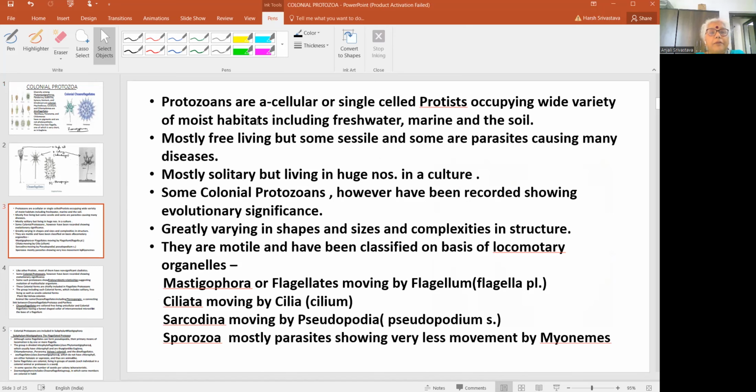that protozoans are a group which are now considered as a part of the protist, and in the animal kingdom, it is said that in the true sense the animal kingdom starts with the metazoans. However the case is, the protozoans are acellular or single-cell protists occupying all types of habitats, mostly the moist habitats including freshwater, marine, and even the soil. Mostly they are free living, but some forms are sessile and some are parasites also. They are mostly solitary but living in huge numbers.